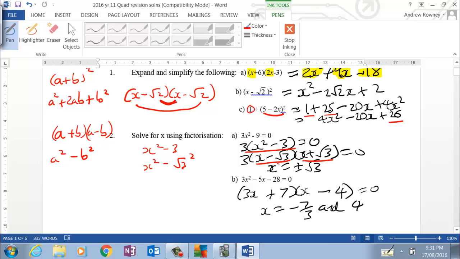Now that equals 0, so when the first bracket is 0, you get plus root 3. When the second bracket is 0, you get minus root 3.